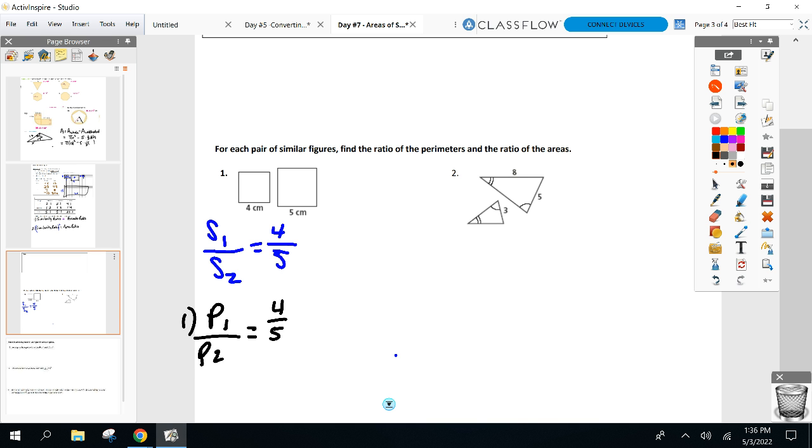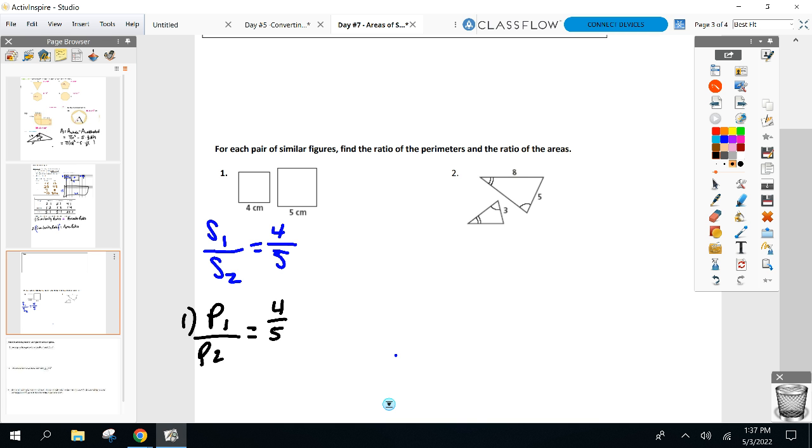Huge misconception here. Am I saying right now that the perimeter of the small one is 4 and the perimeter of the big one is 5? Is that what that means? No. Here's what it means. If you found the perimeter of the small one and put it over the perimeter of the big one and reduced it, you know what it's going to reduce down to? 4 to 5. That's not what the perimeter is. That's what the ratio reduces down to. All good. Questions? All right, we got one more.